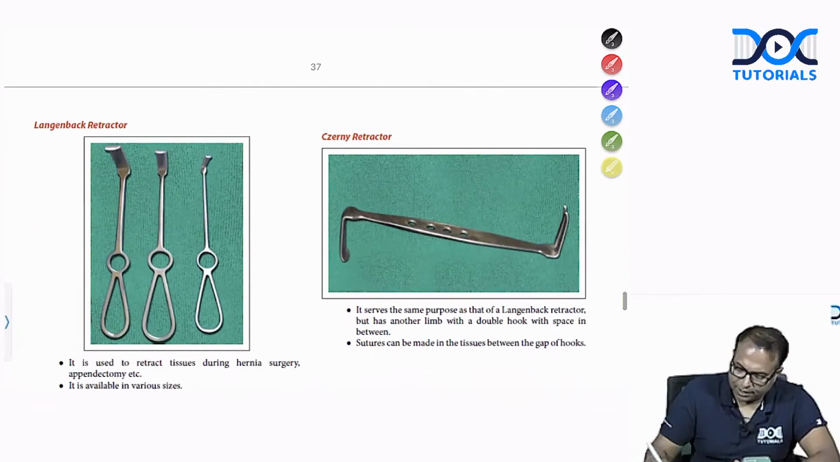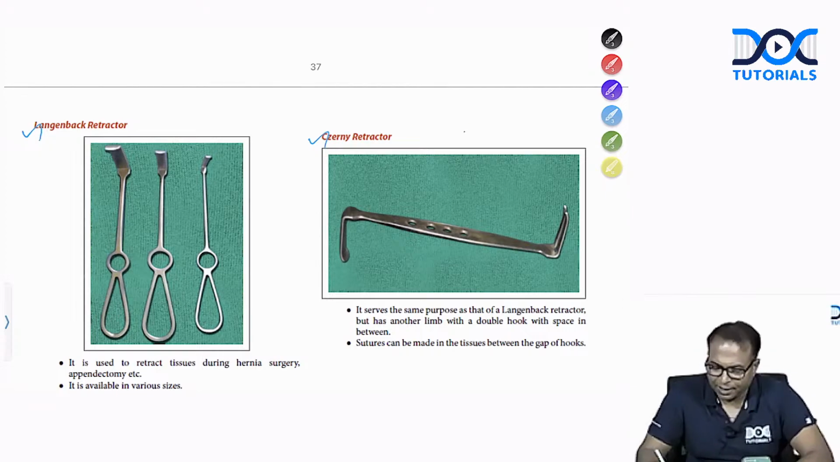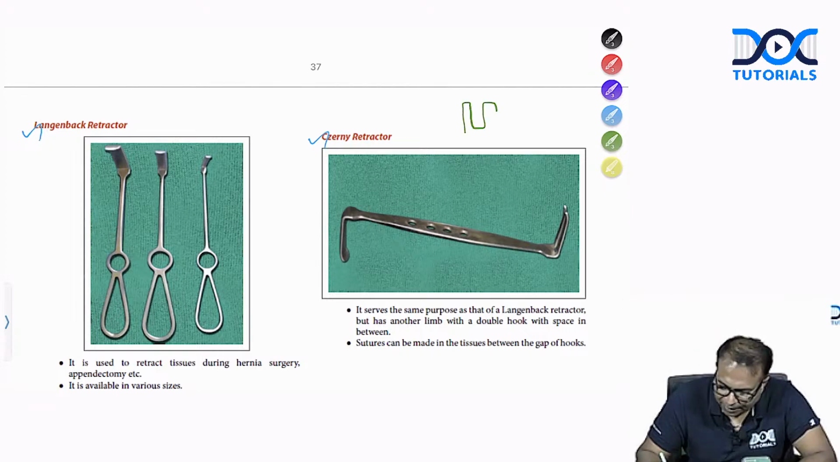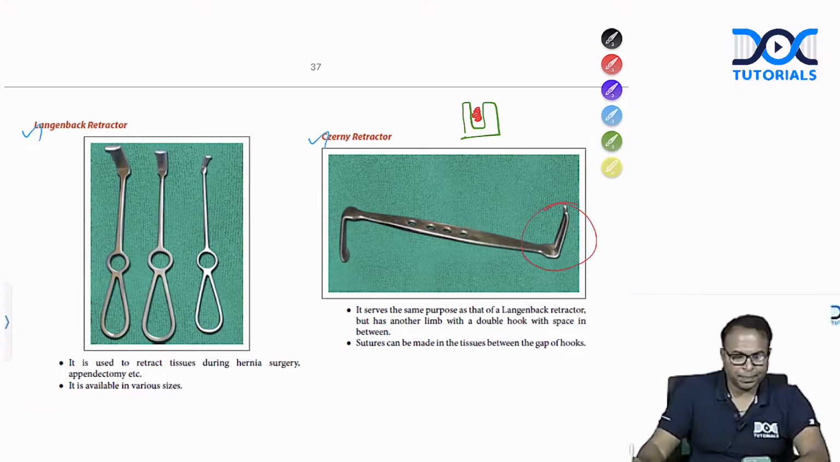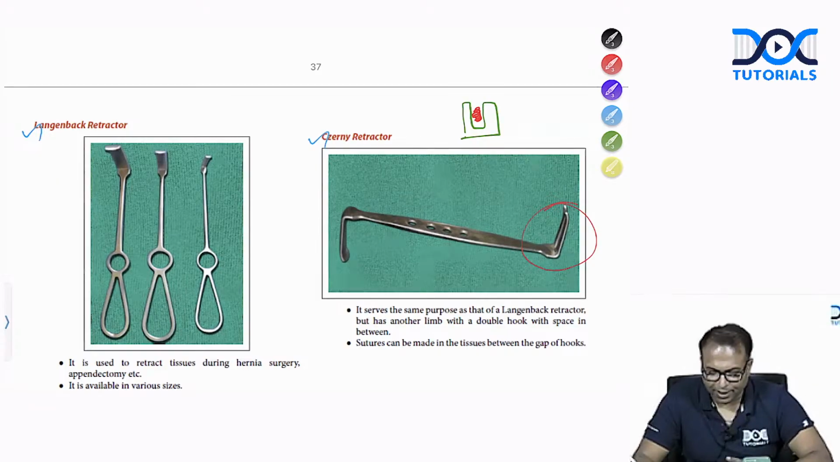And these are the other retractors you should not forget. This is Langenbeck retractor and this is Czerny retractor. So Czerny retractor has a split end on one side. In between that split end, you can take sutures like this. So this is a Czerny retractor. Don't forget Czerny retractor and Langenbeck retractor. So a highly expected NEET PG question, don't make a mistake.